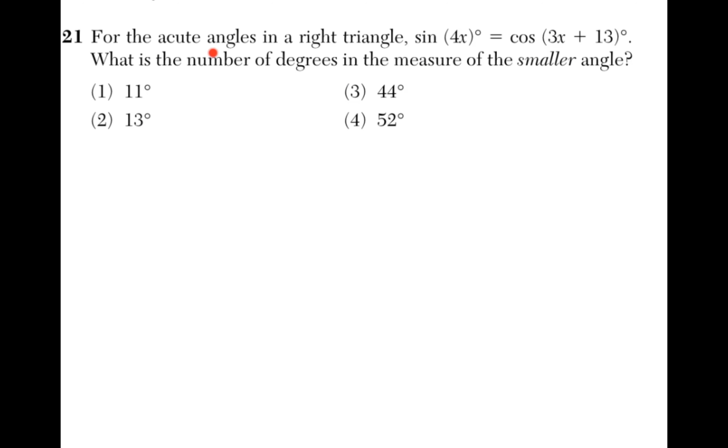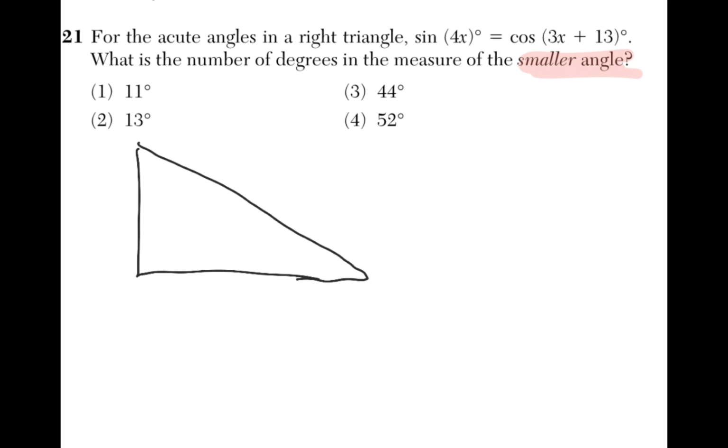Question number 21. For the acute angles in a right triangle, sine of 4x equals the cosine of 3x plus 13. What is the number of degrees in the measure of the smaller angle? And that is our objective. All right, so let's diagram this right triangle. And I know that if this is a right triangle, of course, this angle is 90 degrees. And this is 4x. And we'll label this angle 3x plus 13.